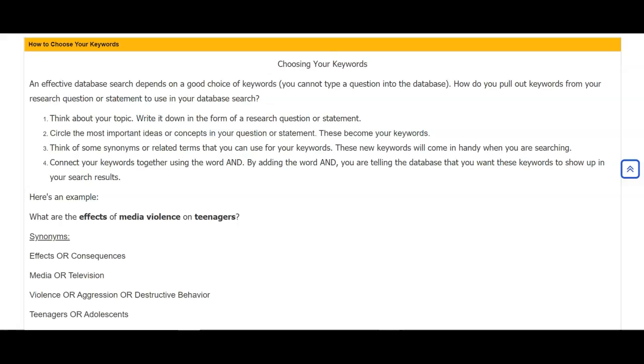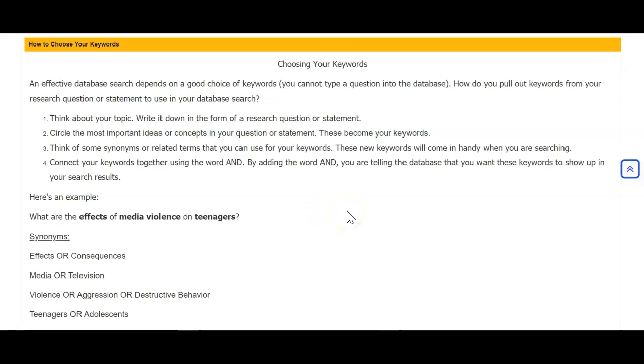Now, in some cases, your instructor may have already given you the research question, which is very helpful. So once you look at that statement or question, you want to circle the important ideas or concepts. These become your main keywords. So for example, you can see that we've made a research question here. What are the effects of media violence on teenagers? So the main concepts in our research question are effects, media violence, and teenagers. Think of it kind of like a who, what, where, when, why, how type of question.